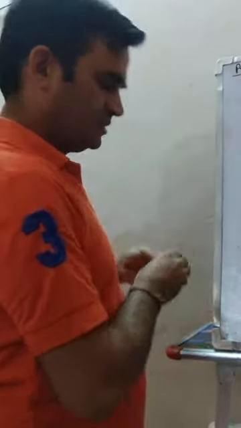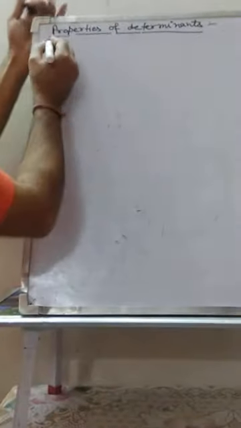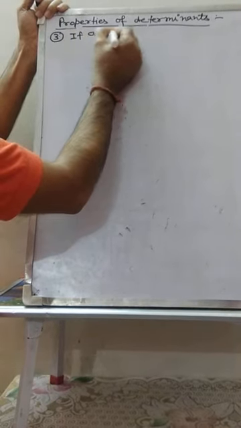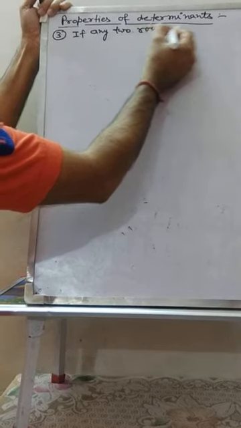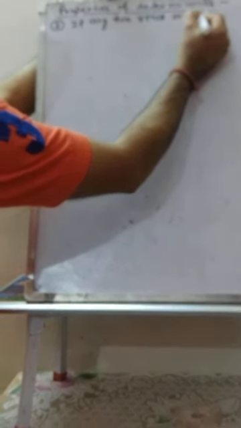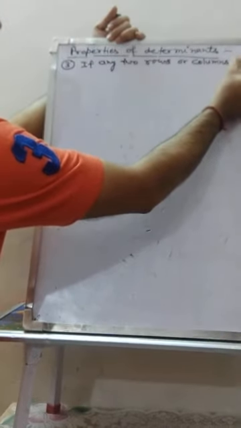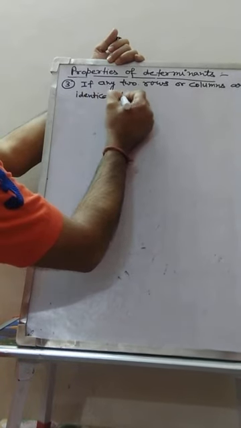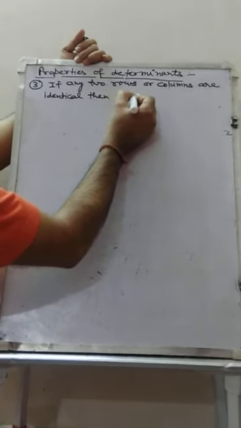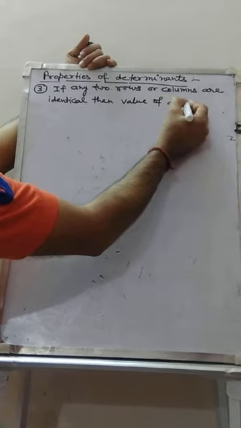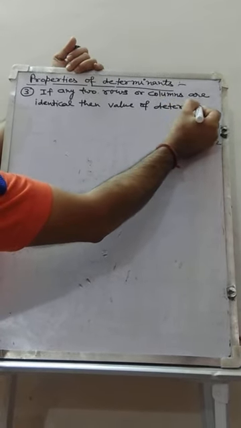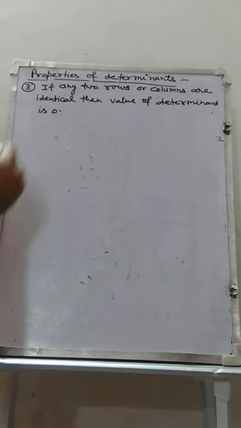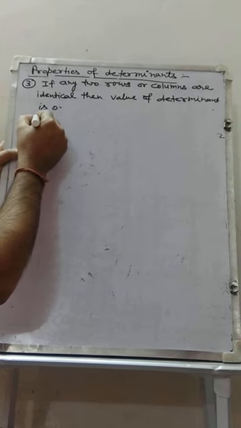So let us take the third property. The third property says, if any two rows or columns are identical, then the value of the determinant is 0. How? Let us take an example.